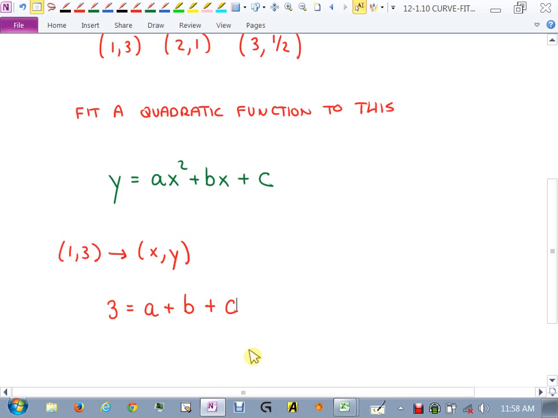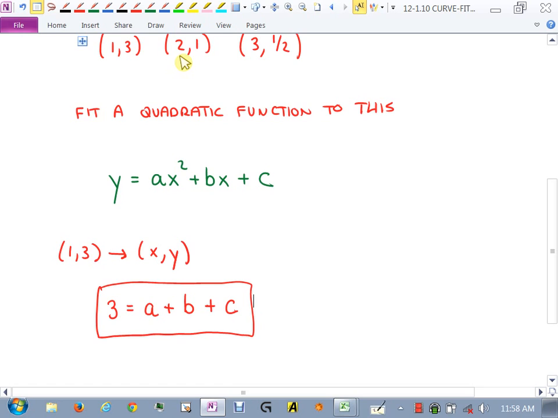Everyone understand? Replace y with 3, x with 1, you get this. Well, what we have here is a linear equation with 3 variables. I have 1 equation so far. Where am I going to get the other ones? The other 2 points, right?